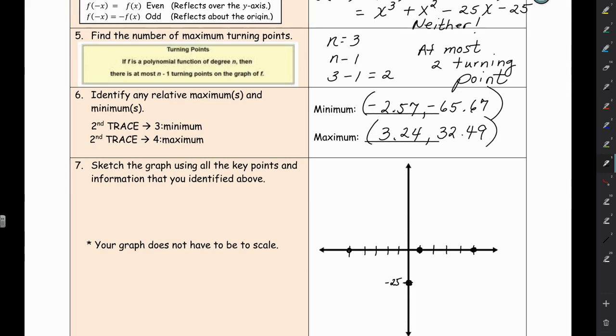My minimum occurs at negative 2.5 and negative 65. Up there, something like that. My maximum occurs at a little past 3 and at a little past 32. And I had said that my graph rises and then falls. We looked at that in step 1 of doing this. Now we can draw on our graph.